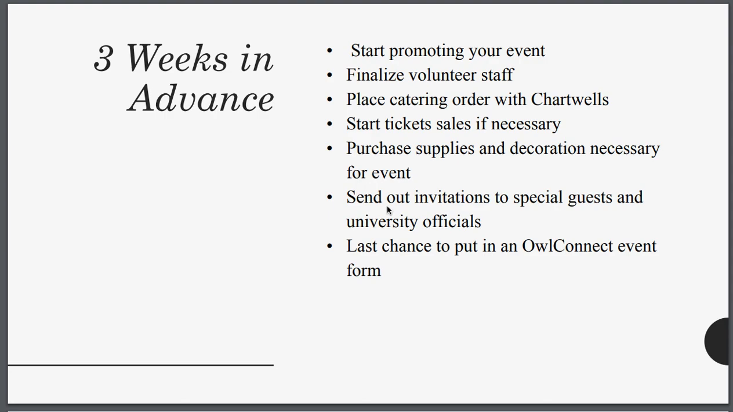You're going to send out invitations to any special guests or university officials. This is your absolute last chance to have your space reserved for your event. So if this is a larger event, if you are trying to put in a request 3 weeks in advance for a room like the ballroom, you're not going to get it. But if it's something smaller and you need a simple meeting room, maybe B121 in Engelman, then 3 weeks in advance really is the shortest amount of time you want to leave between your event to put in a request.